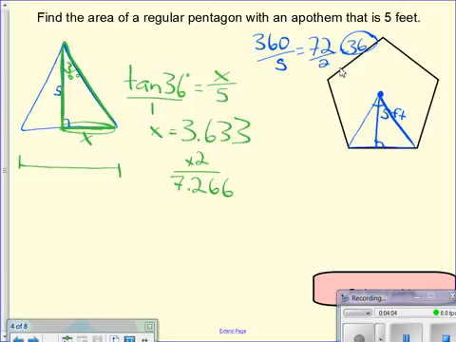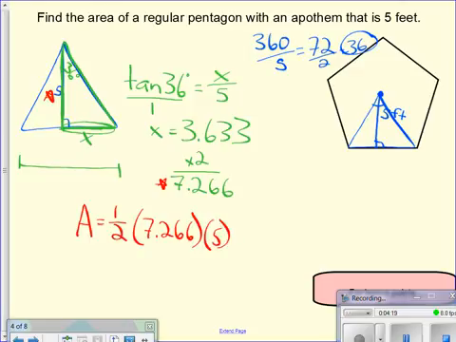The area of one triangle is going to be 1/2 the base of my triangle, 7.266, times the height of my triangle, which I was given from the get-go, of 5. That gives me an area of 18.164. That's my one triangle. That's this guy right here.